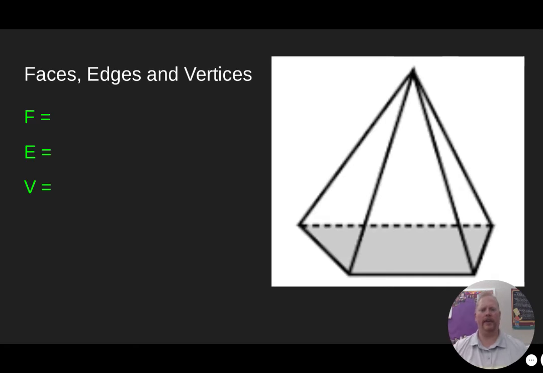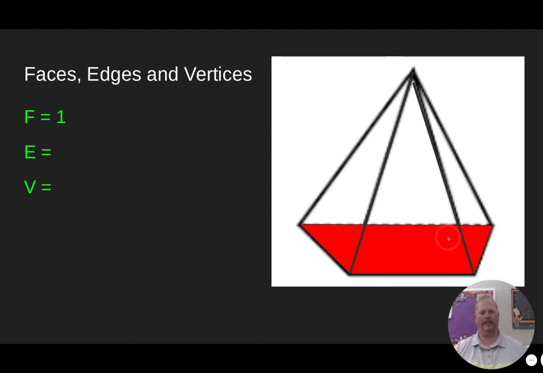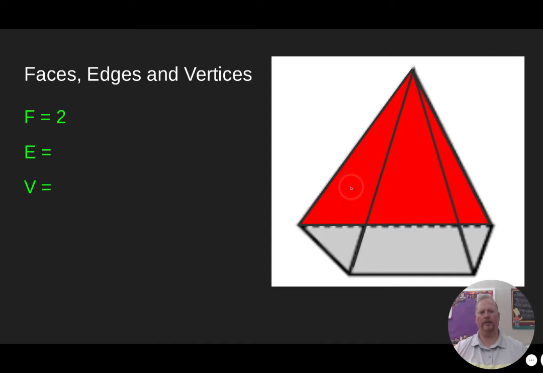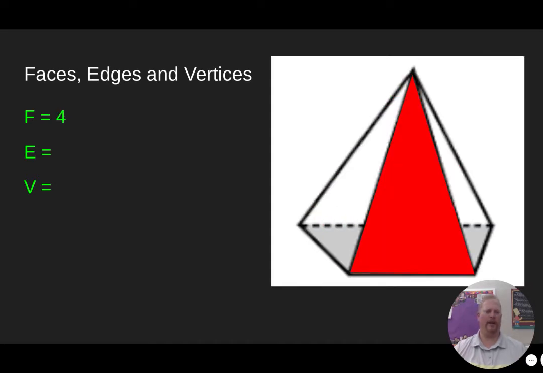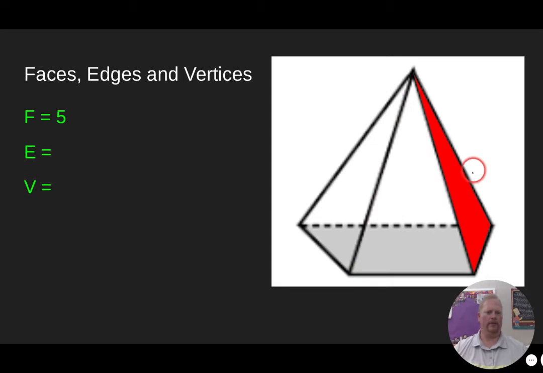So now let's talk about faces, edges, and vertices. Here we have a shape. We'd call this a pyramid, a quadrilateral pyramid. What we're going to do is count how many faces there are, how many edges, and how many vertices. The first face is down here, the base. Then there's that back triangle, this side triangle, the front triangle, and the other side triangle. So altogether, that's a total of 5 faces.